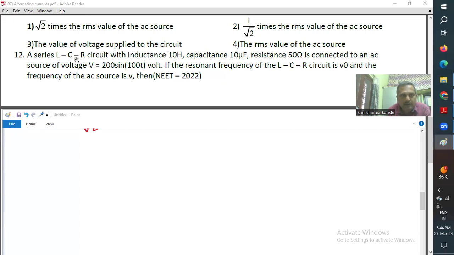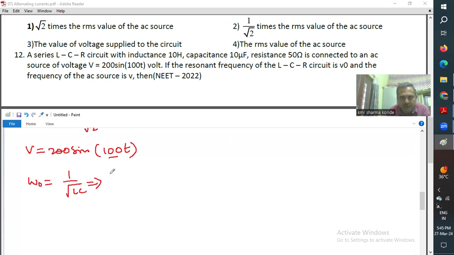A series LCR circuit with inductance 10 henry, capacitance 10 microfarad, and resistance 50 ohm is connected to an AC source of voltage V = 200 sin 100t. So this is omega. If the resonant frequency of the LCR circuit is nu naught and the frequency of the AC source is nu, then, since omega naught is 1 by root LC, and they are asking for nu naught, this is the frequency.